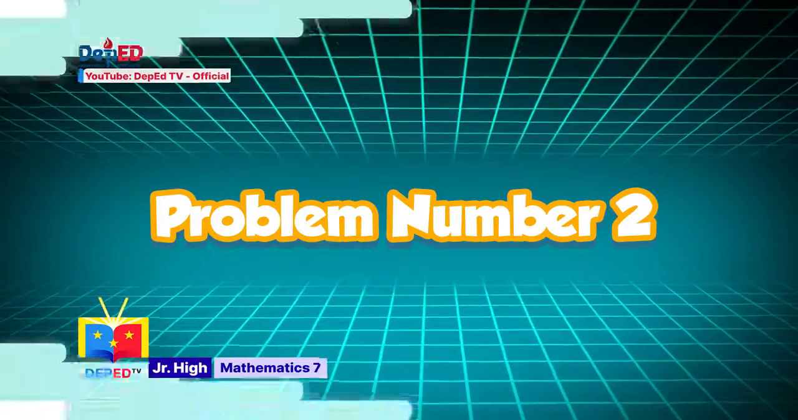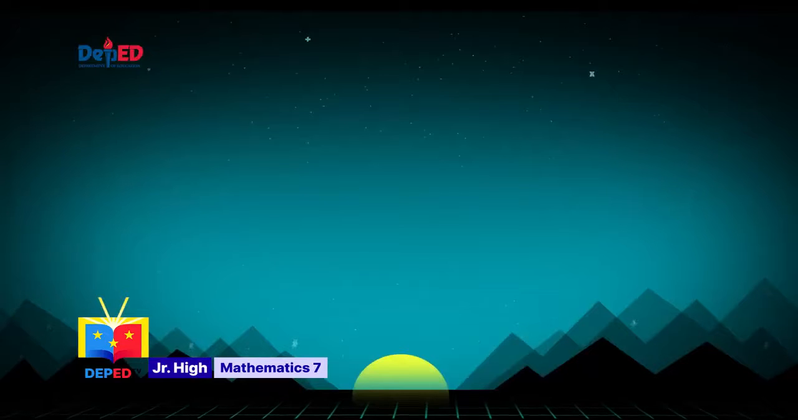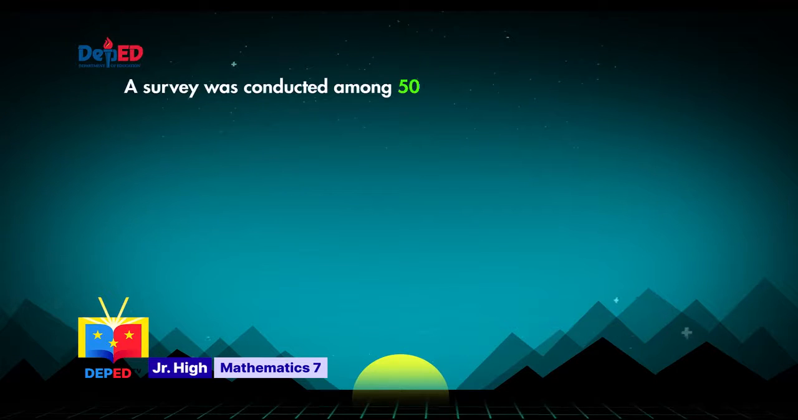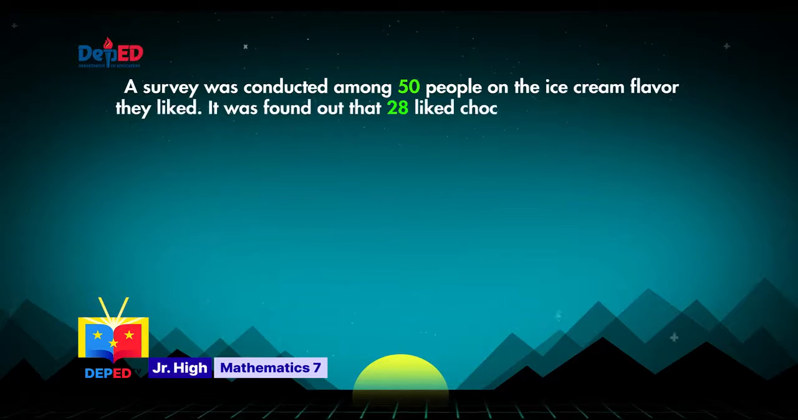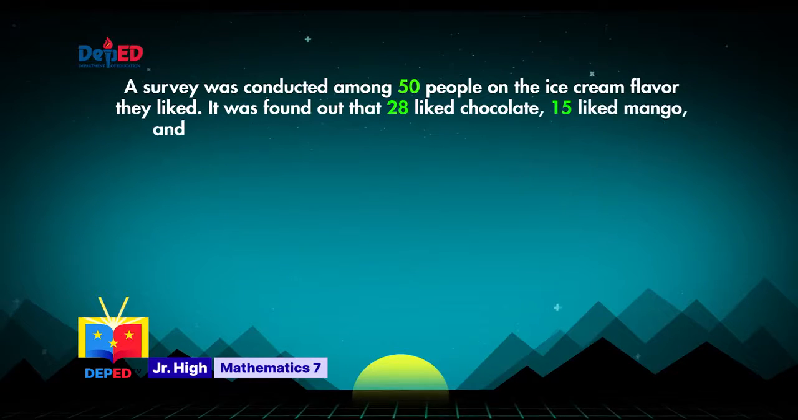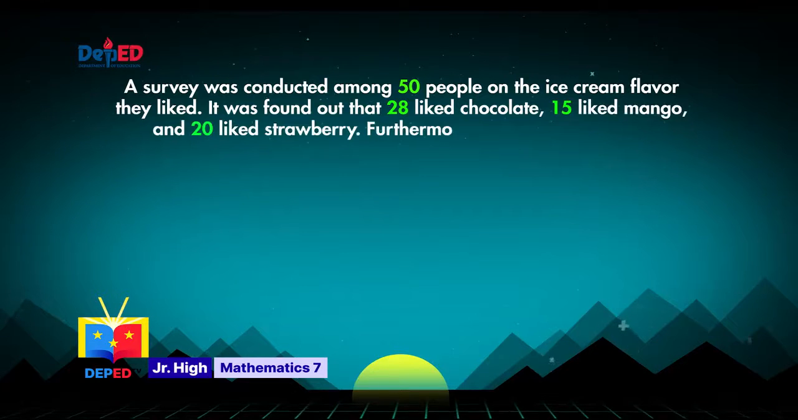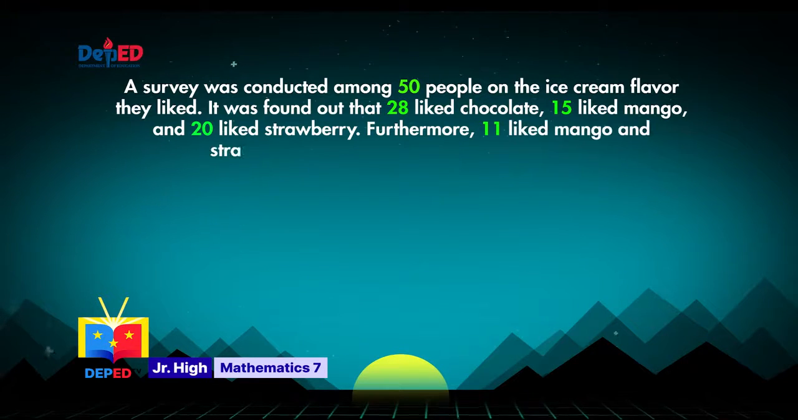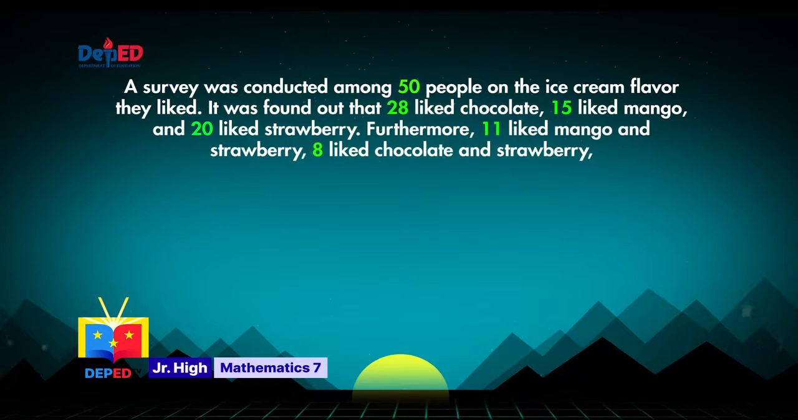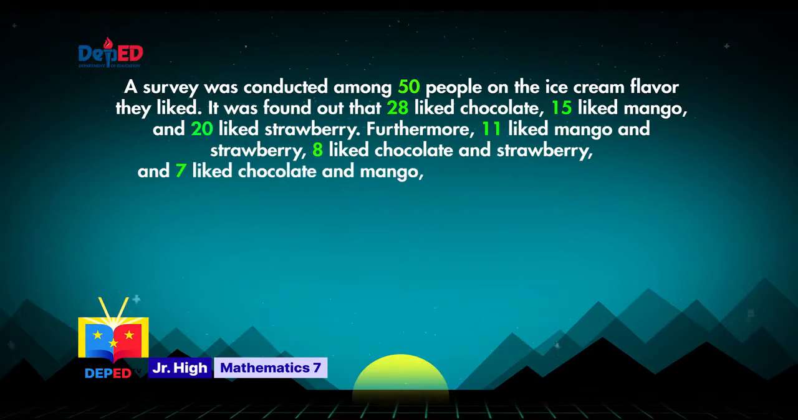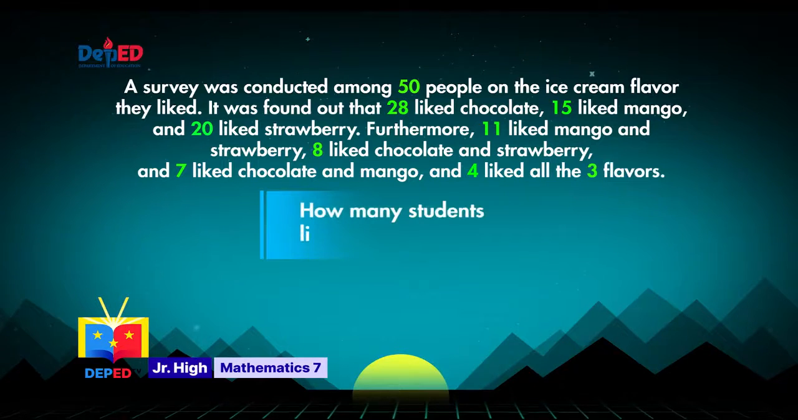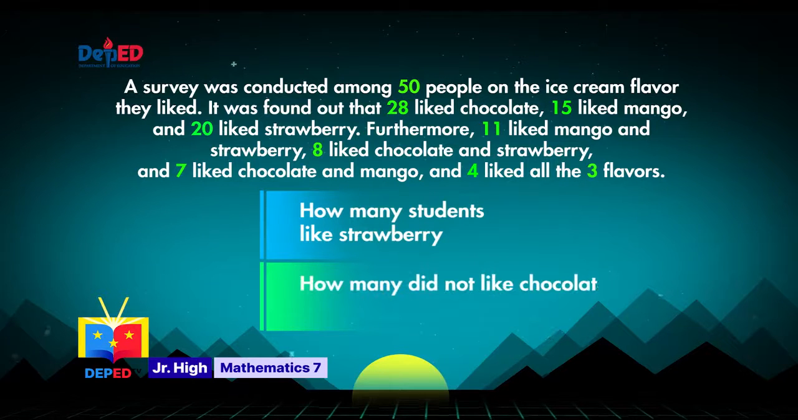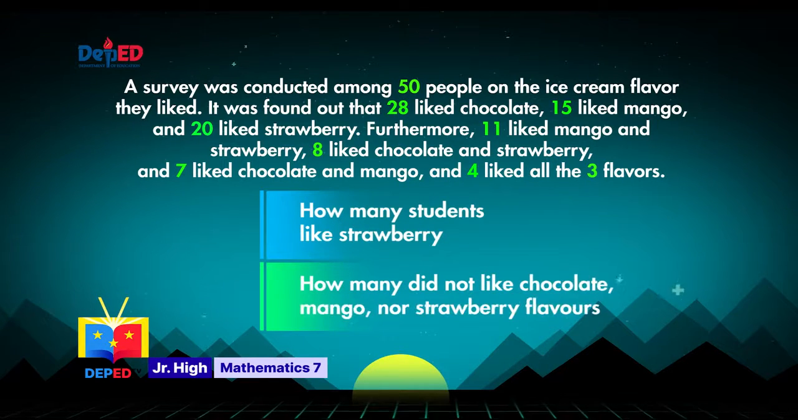Our second problem will require us to construct a Venn diagram with 3 linked circles. The problem is, a survey was conducted among 50 people on the ice cream flavor they liked. It was found that 28 liked chocolate, 15 liked mango, and 20 liked strawberry. Furthermore, 11 liked mango and strawberry, 8 liked chocolate and strawberry, 7 liked chocolate and mango, and 4 liked all the 3 flavors. How many people liked strawberry only? How many people did not like the 3 flavors at all?